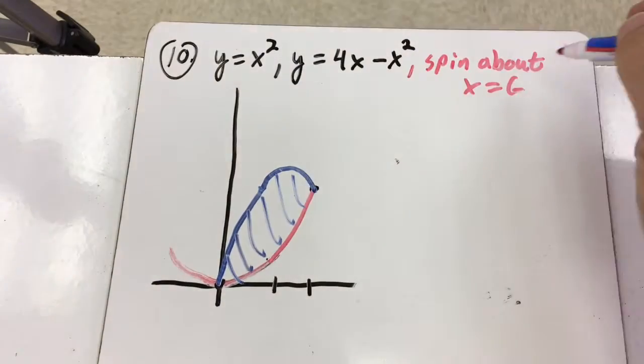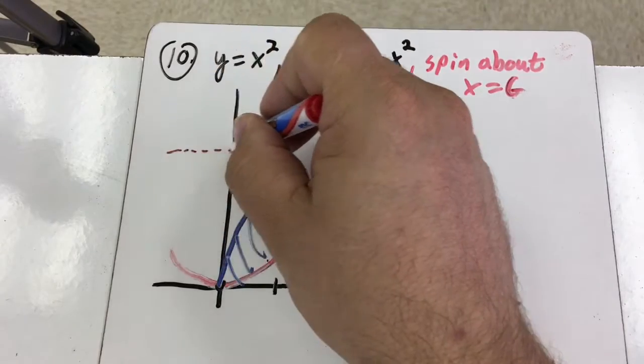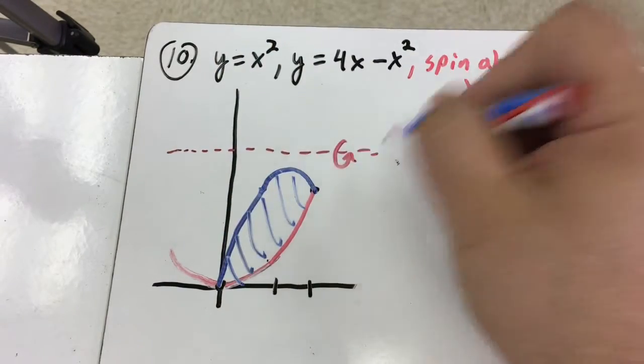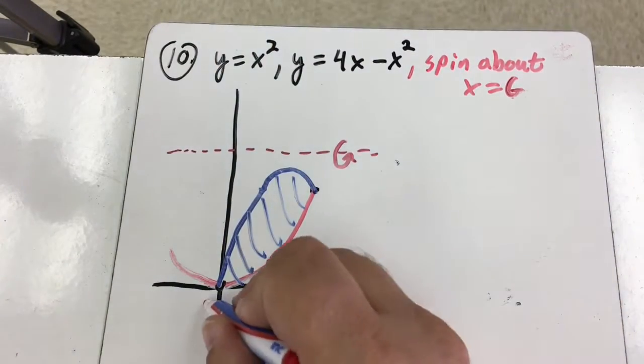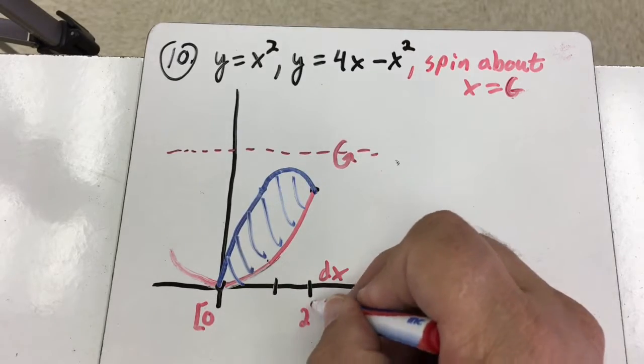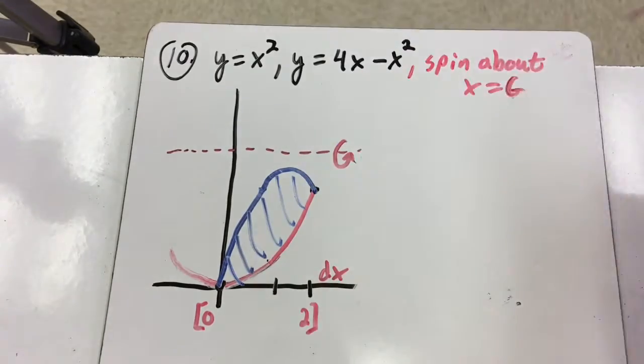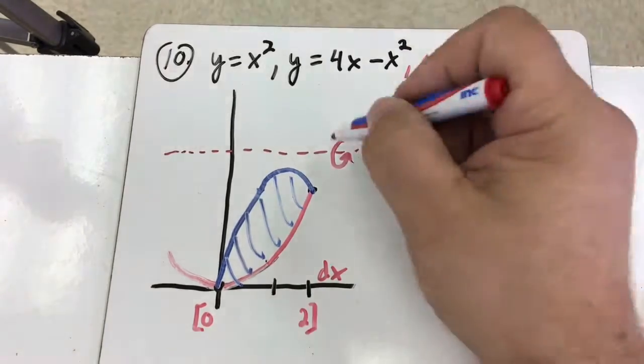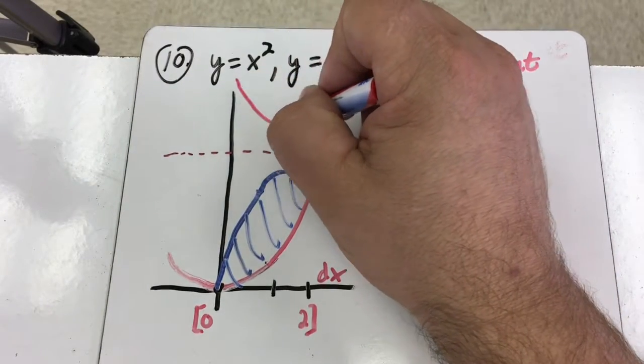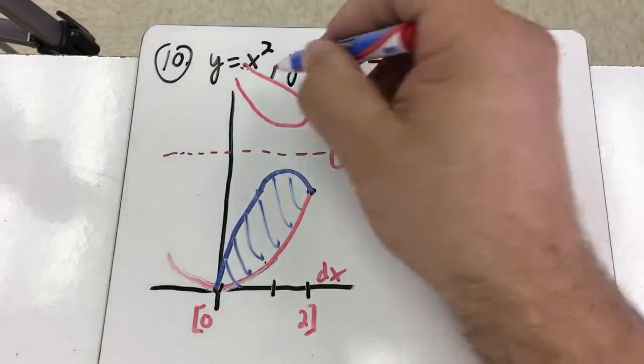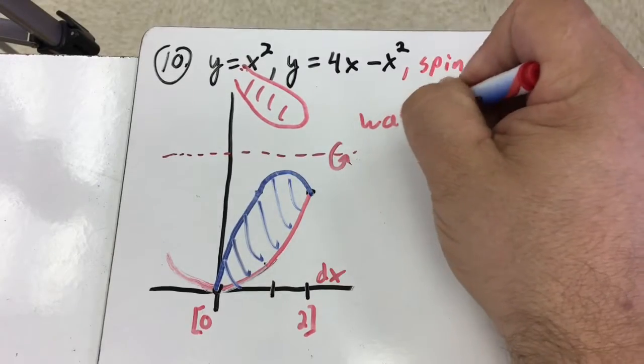And notice it says spin about x equals 6. And that's horizontal to the x-axis, so it's going to be with respect to x. We already noticed that they intersect at 0 and at 2, x equals 2. So I'm going to set up my integral. But when I spin it about this, the reflected image is going to be somewhere up here. And notice that's going to give me a washer. There's going to be gaps.